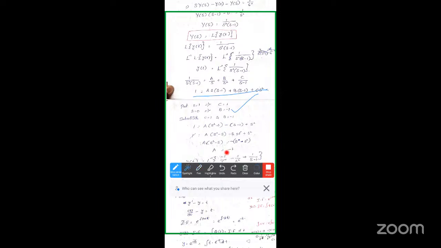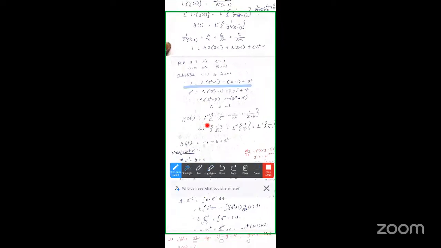So next, similarly, we can find out the A value also. So A is equal to minus 1, B is equal to minus 1, C is equal to 1. Substitute the A, B, C, D values in this equation. So y of t is equal to L inverse of minus 1 by s minus 1 by s square plus 1 by s minus 1.